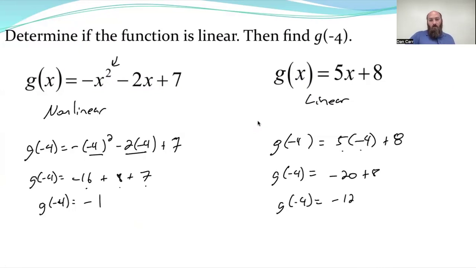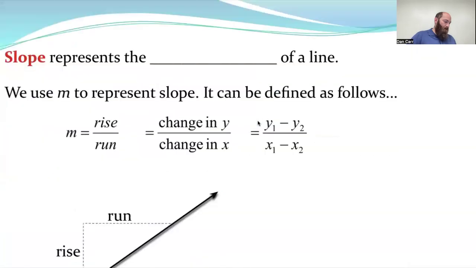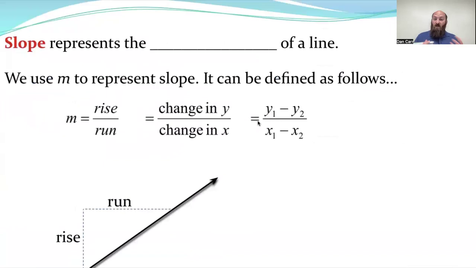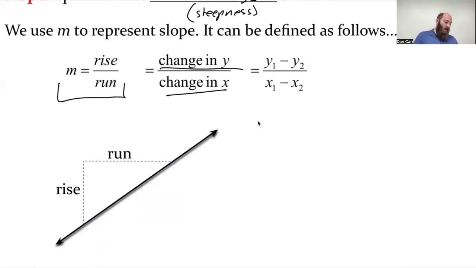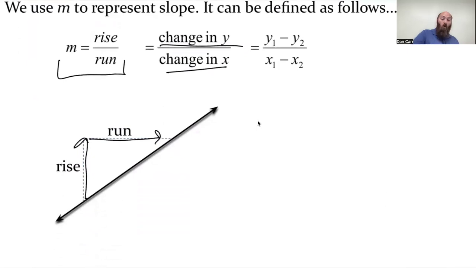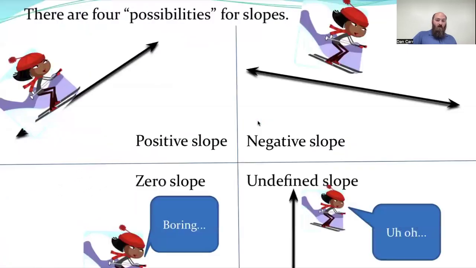Okay, so let's talk about slope. Slope represents the rate of change of a line, which is telling us the steepness. Okay, so we're telling us how much it is changing by. So I already said this before, it's rise over run. Rise over run is known as change in y over change in x. We can find that with our slope formula, which is y1 minus y2 over x1 minus x2. Okay, so it's this idea, how far up and how far over does it go? We get 4 possibilities here.